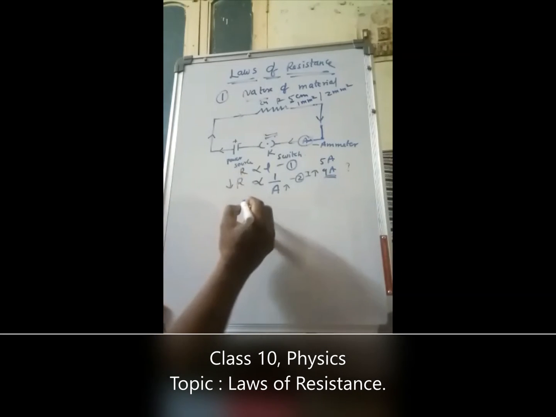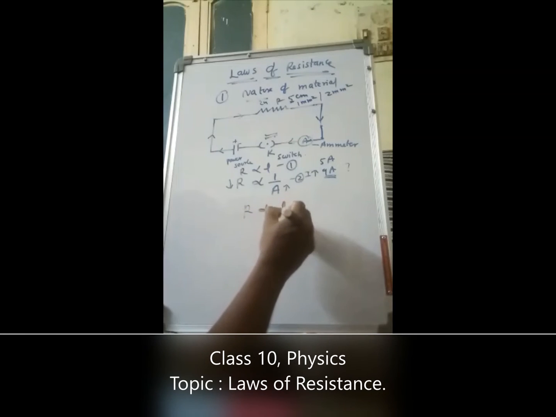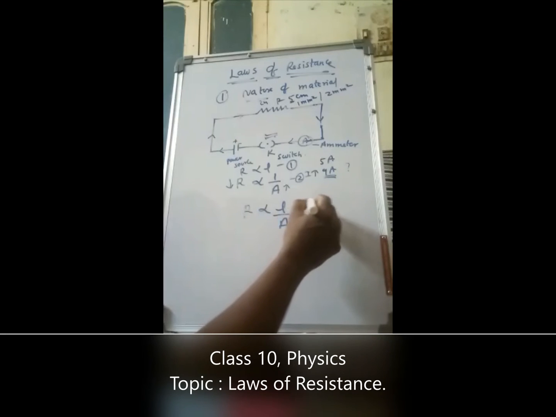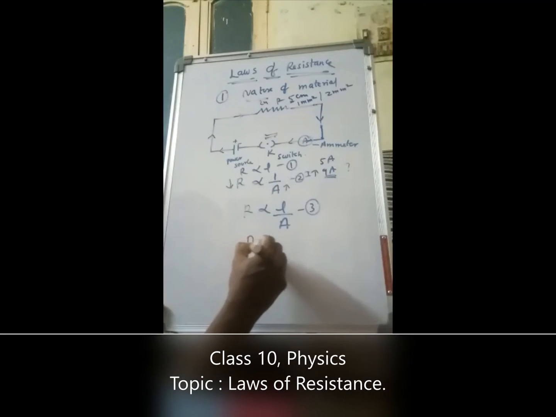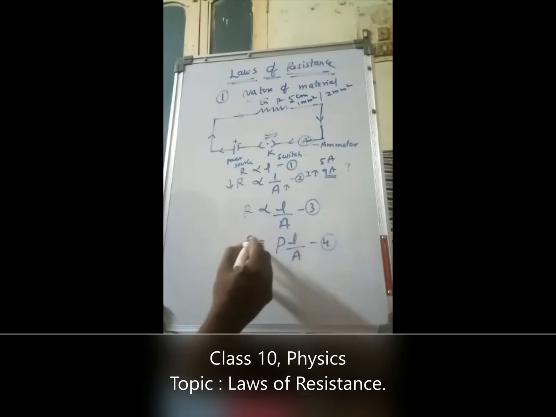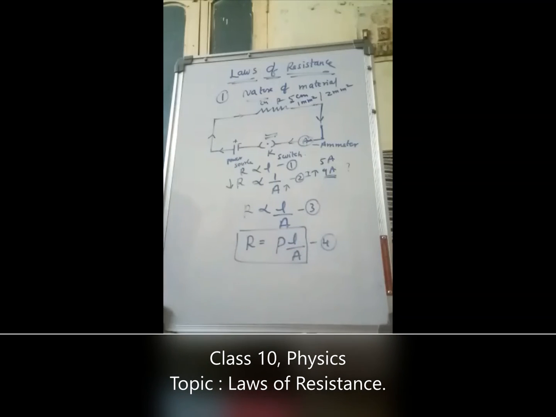By combining these two equations we have R is proportional to L by A. Let it be the third equation. Then R is equal to rho L by A is the fourth equation. What is rho here? It's a proportionality constant known as resistivity. It has another name, specific resistance. Okay.